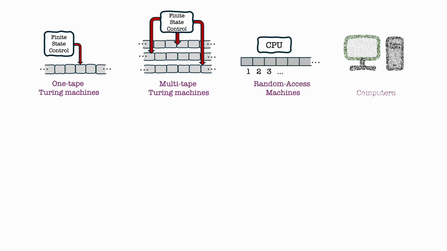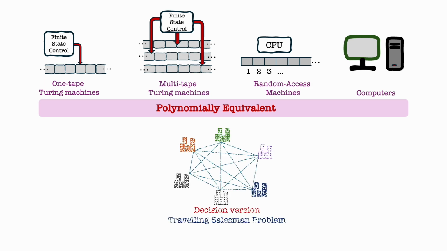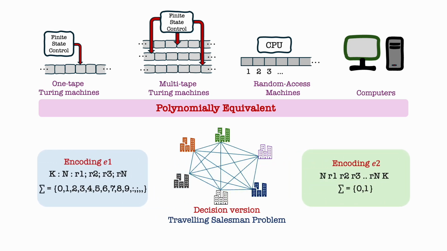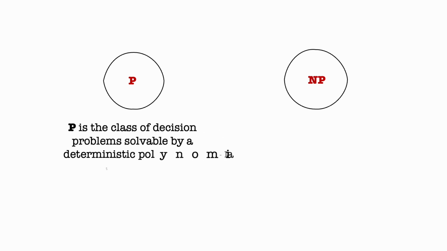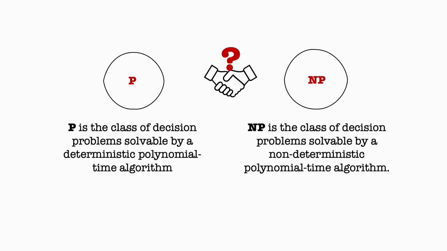At the end of the previous video in this series, we saw that since realistic models of computation are polynomially equivalent and encoding schemes are also polynomially equivalent, we can define the classes P and NP independently of the specific encoding or machine model. So, P is the class of decision problems solvable by a deterministic polynomial time algorithm, while NP is the class of decision problems solvable by a non-deterministic polynomial time algorithm. Now, the time has come to establish the relationship between class P and NP.